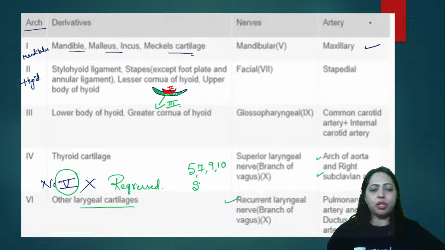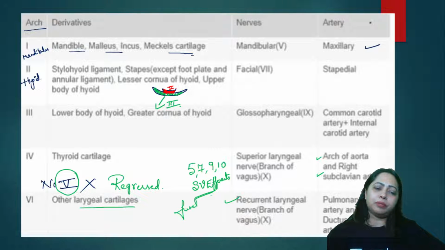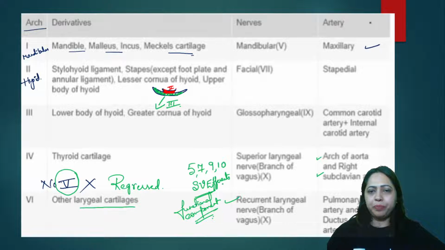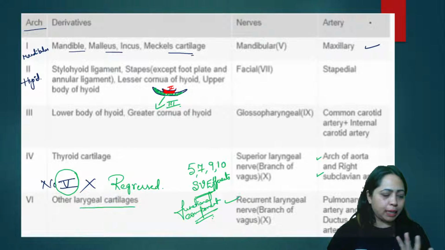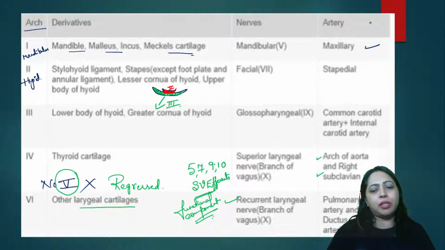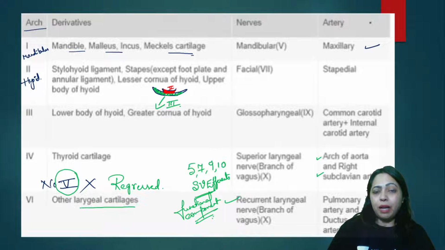All these are special visceral efferents, SVEs. Okay. So this is important. Fifth one, the mandibular is branched from the trigeminal, facial, glossopharyngeal, like a phone number you remember, 5, 7, 9, 10. So these are the nerves of the arches. All right. So here it is an easy method I've told you to remember, like a phone number, and also remember these are special visceral efferents.